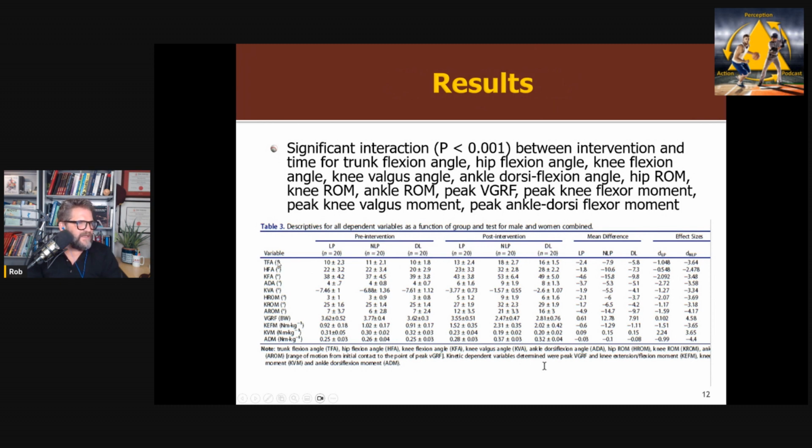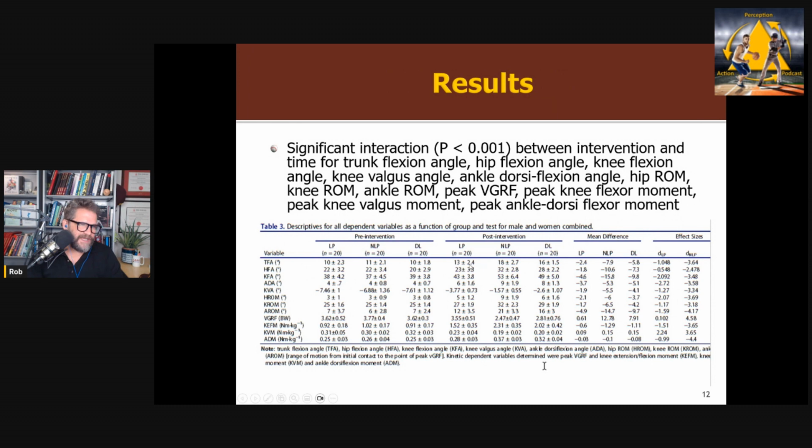If we look at the trunk flexion angle, where low trunk flexion angle is a marker and predictor for ACL injury, right? You have 10, 11, 10 before intervention, all the same. After intervention, 13, 18, 16, right? So you can see they've gone up quite a bit for constraints-led approach, not so much for linear, a little bit for differential learning. They kind of mirrored the results from their first studies, just stronger and with a bit more statistical power to separate them.